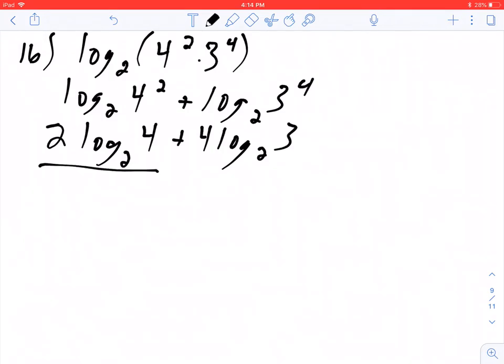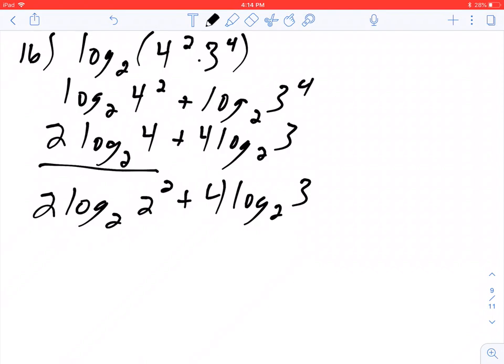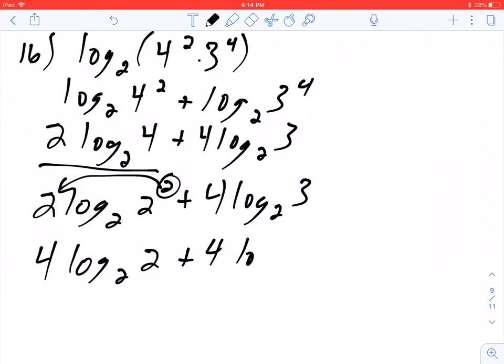This is going to be the one we want to take a look at. You can see it's log base 2 of 4. 4 can be rewritten as 2 squared. The reason why we want to do that is now we have a base that matches the base of the log. So that will allow us to cancel that out. This 2 here is going to go down front and multiply that 2, and we're going to end up with 4 log base 2 of 2 plus 4 log base 2 of 3.